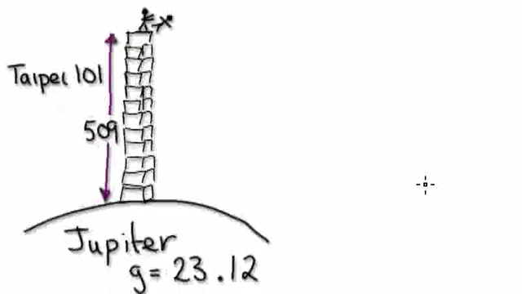Okay, now let's say you're standing on top of Taipei 101, which happens to be on Jupiter. If I were to push you off Taipei 101, how long will it take for you to reach your death?